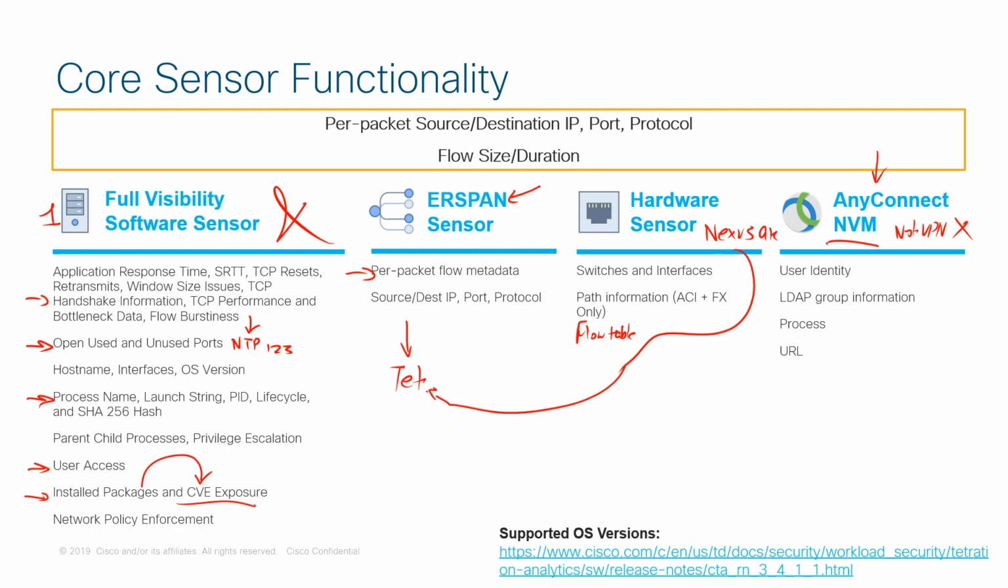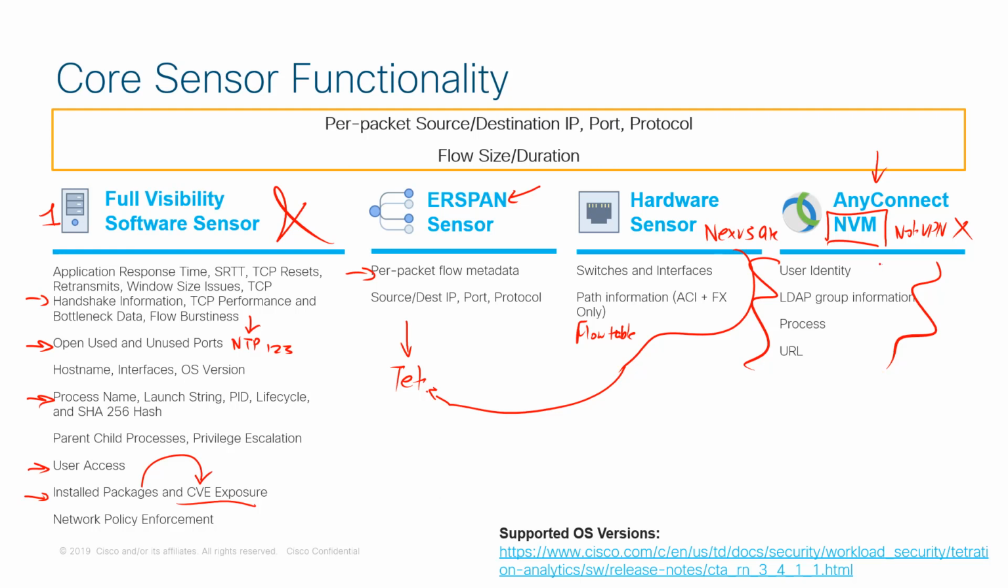It's basically a wrapper. AnyConnect is a wrapper for a larger software suite. There are a lot of different modules within AnyConnect. NVM, the Network Visibility Module, is just one entity within AnyConnect, and this allows us to get some really cool user data from that endpoint that's running in the campus.